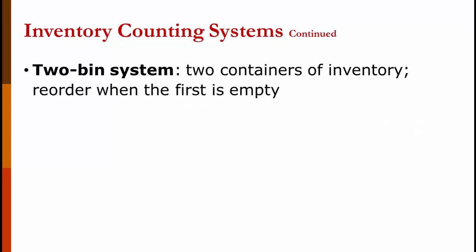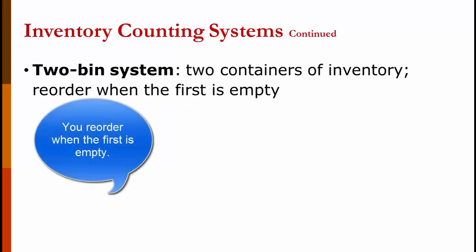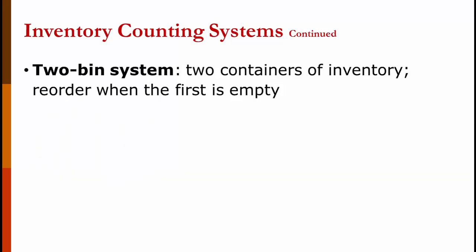There's also an inventory control system called a two-bin system. That's where you have two containers of inventory and you reorder when the first is empty. So for example, a small hardware store might have a big barrel of nails that they sell out of. When the barrel runs empty, they pull out a small bucket from underneath the counter and sell out of that and order some more nails. The small bucket is sized to be approximately what they're going to sell during lead time until the replacement barrel comes in.